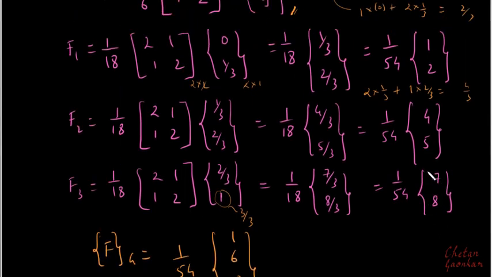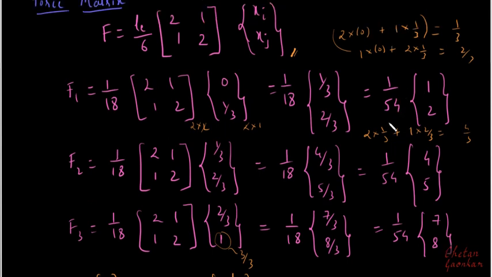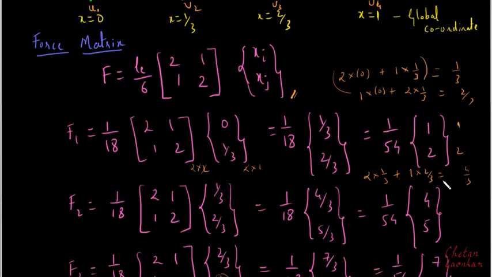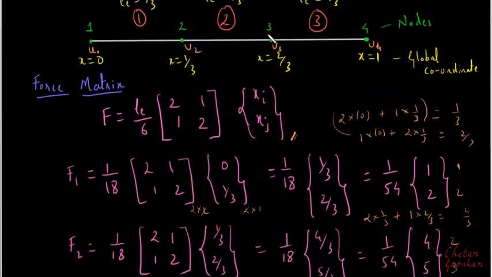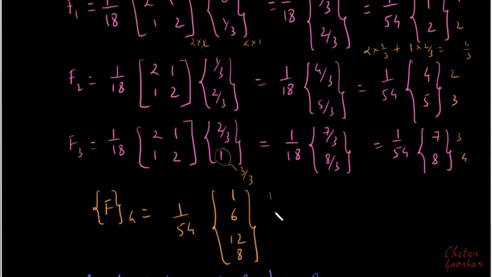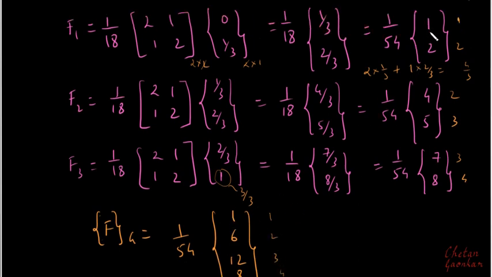And then again if I club them together to form a global force matrix, it will be in the following fashion: F1 will take care of node 1 and 2, F2 will take care of node 2 and 3, and F3 will take care of node 3 and 4. And finally I will have the force matrix for nodes 1 2 3 4, where 1 by 54 will be common. Here for 1 and 2 I have 1 and 2. Here for 2 and 3 I have 4 and 5, so this will be 2 plus 4 and this will be 5. 2 plus 4 will give me 6.